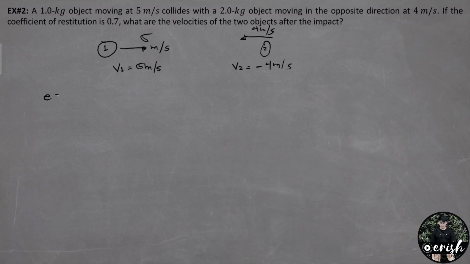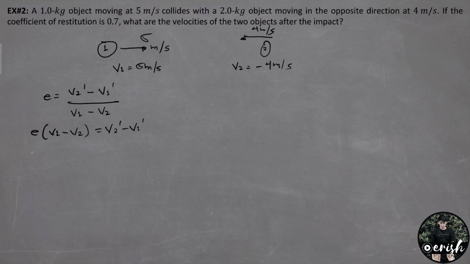Formula for coefficient of restitution is equal to V2 prime minus V1 prime over V1 minus V2. So, cross multiply natin, we have E times V1 minus V2 equals V2 prime minus V1 prime. Since dalawa yung unknown, kailangan din natin mag-come up with two equations. First equation ang gagamitin natin is yung equation na i-derive natin from the formula or from the equation ng coefficient of restitution. Pangalawa is from the conservation of momentum.